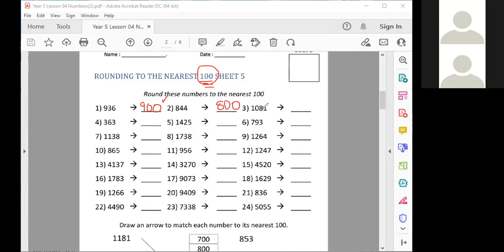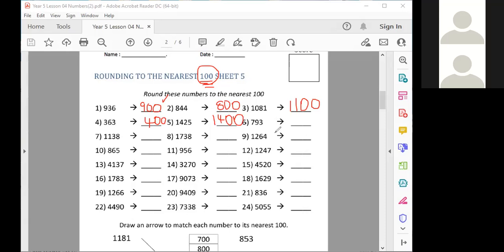If you're at 1081, that's right, 1100. Okay. Where got 400? Which one are you asking, Sophia? I don't see any 400 here. For number 4. Oh, hold on. 363. Where would we go? That's right. It is 400. Okay. Now, how about 1,425? Okay, very good. 1,400.